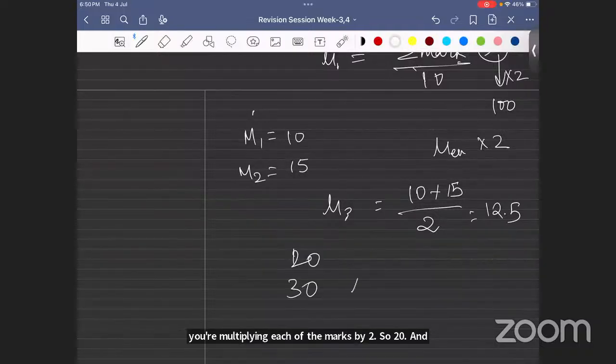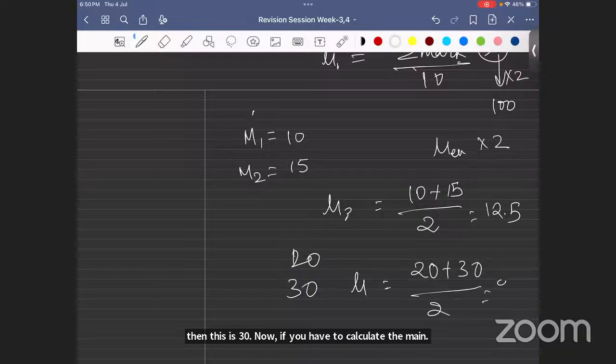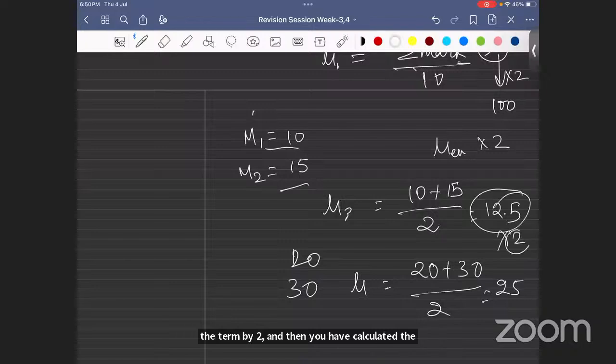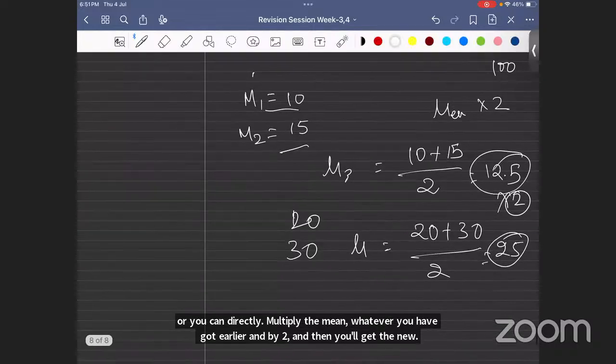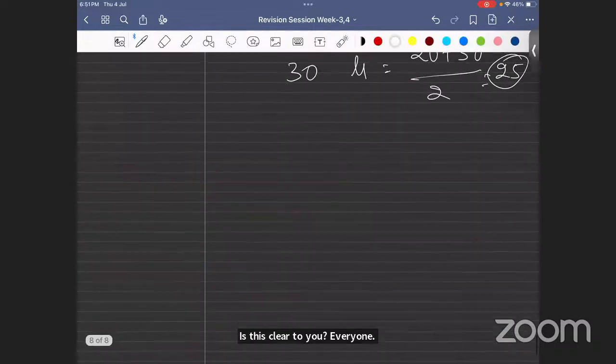Now if you calculate the mean, it would be 20 plus 30 by 2, which is 25. Either you multiply each of the terms by 2 and then calculate the mean, or you can directly multiply the earlier mean by 2, and you will get the new mean. Is this clear to you, everyone? Yes, sir. Okay, let's move to the next part.